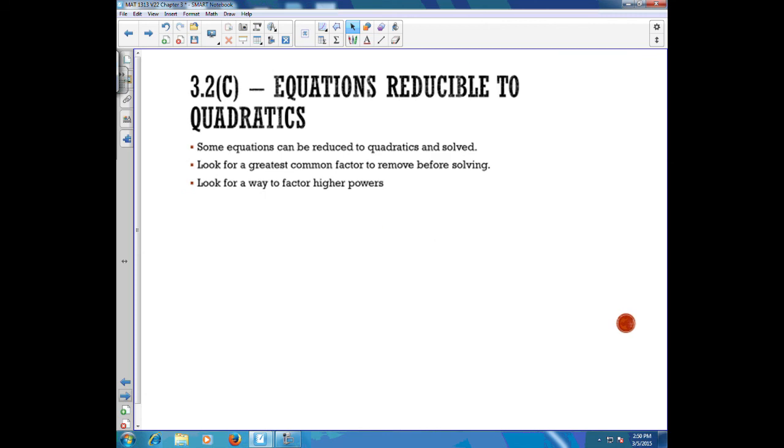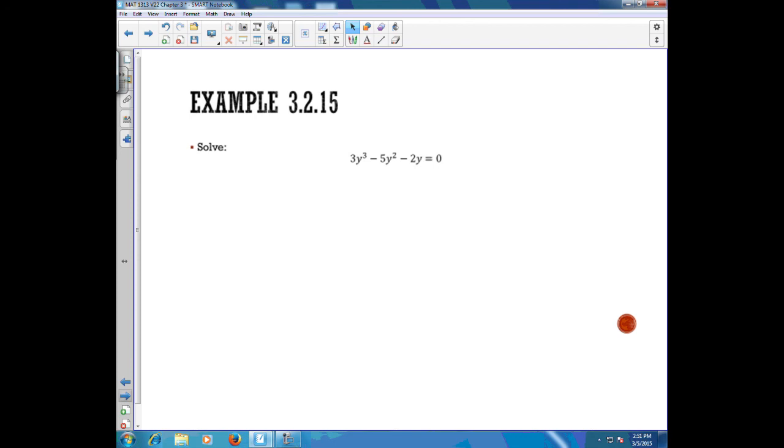Now, some equations can be reduced to look like quadratics, or in some cases you can factor things out so that they appear to be quadratics. Many of these problems will involve a factoring technique as opposed to using the quadratic formula, but the quadratic formula would still work in this case, just like it would solve any of the quadratic equations. So here we have 3y cubed minus 5y squared minus 2y is equal to 0.